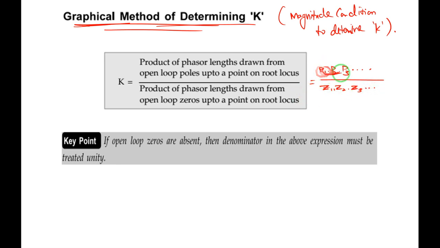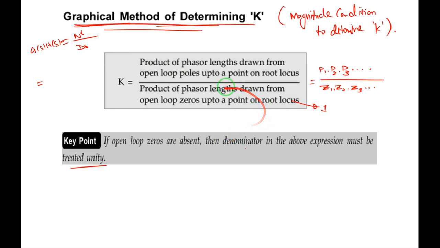Okay, how to calculate this P1, I will tell you. What is Z1, Z2? In G(s) H(s), the numerator will give me zeros, the denominator will give me poles, right? Suppose in the numerator I don't have any zeros, then I should not write 0. I should take this term as 1. If open loop zeros are absent, then the denominator in the above expression must be treated as unity. Don't take it as 0. Okay, please keep that in mind.